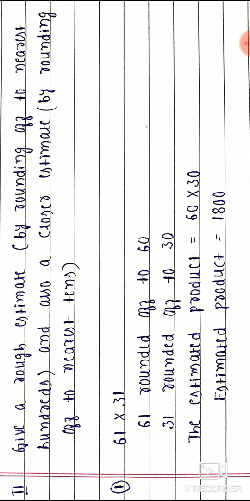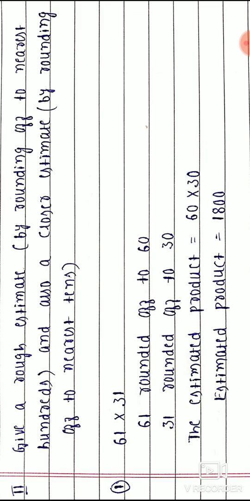Here in 60, one zero is there, in 30, one zero is there, total two zeros. So write two zeros as it is. Then the remaining numbers are 6 into 3. 6 threes are 18. Therefore 1800. 1800 is the estimated product. So the estimated product of 61 into 31 is 1800.